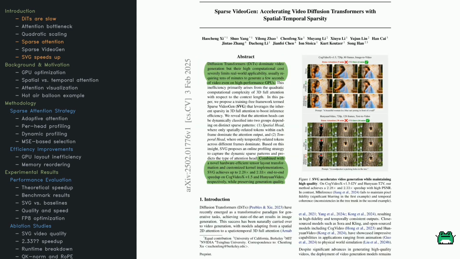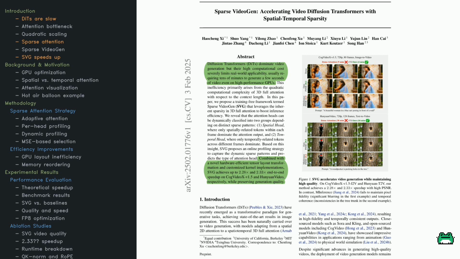Let's talk about video generation. Diffusion transformers are powerful. They can create stunning videos, but there's a catch. They're painfully slow. We're talking several minutes just to generate a few seconds of video. Why? The culprit is 3D full attention, which has quadratic complexity. As video models scale up, this becomes a massive bottleneck.